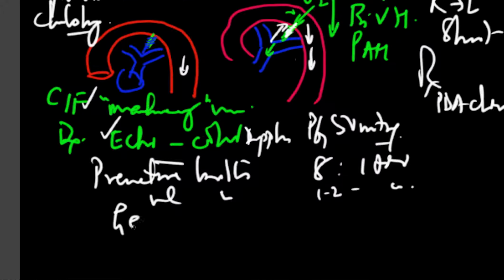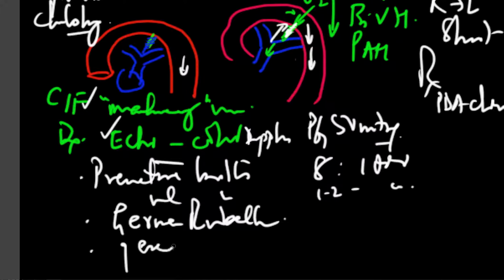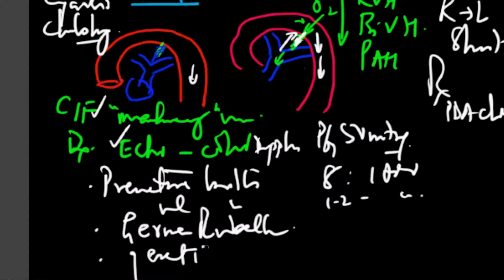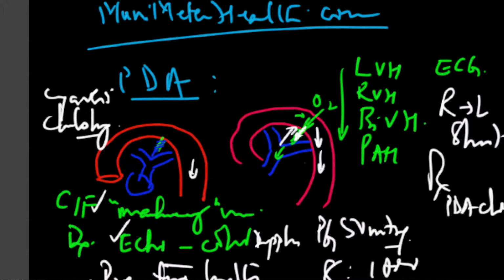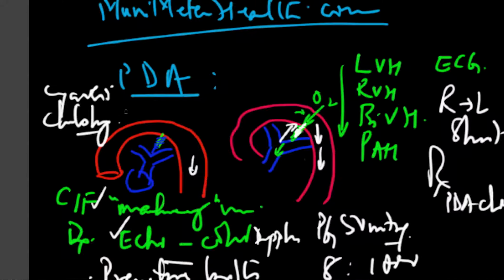German measles or rubella, for instance, if that is contracted within the pregnancy period, that becomes an etiology as well. And then there are some genetic components to it which we still do not know clearly, but there is some genetics involved in PDA where the ductus arteriosus fails to close. So this was, in a nutshell, a small video vignette on PDA.